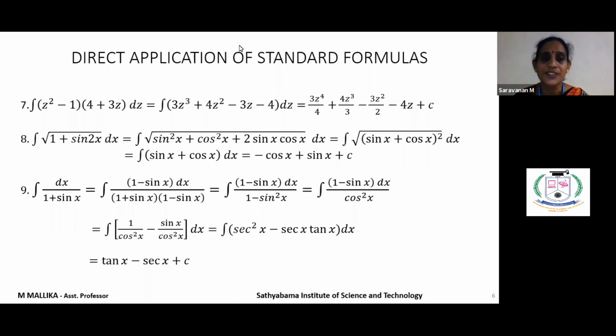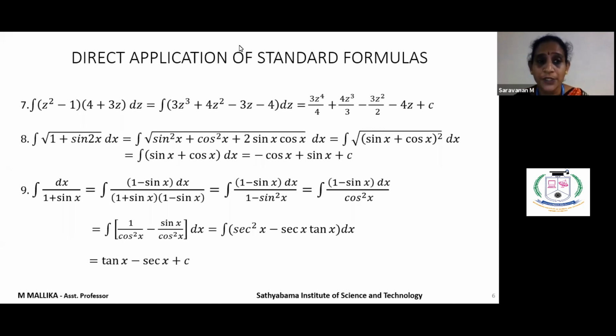So what we do is, we write 1 as sine square x plus cos square x, and sine 2x can be written as 2 sine x cos x. These are well-known trigonometric results, and this is nothing but square root of sine x plus cos x the whole square. When you take the square root, it becomes sine x plus cos x. Now it has been reduced to the standard form, for which you know the integral values, which is minus cos x plus sine x.